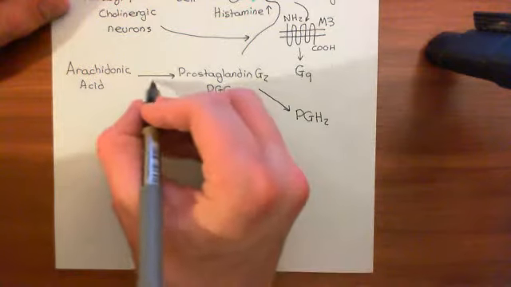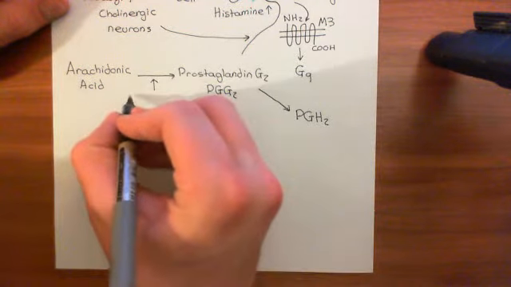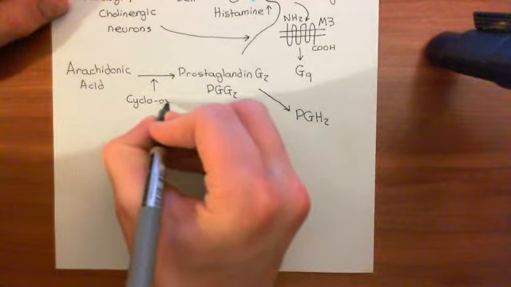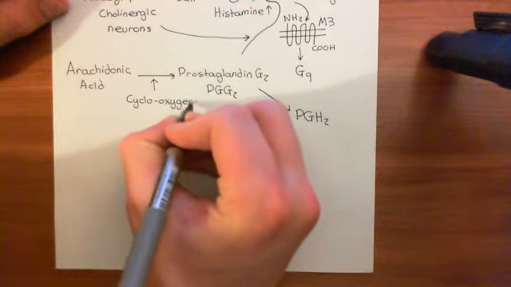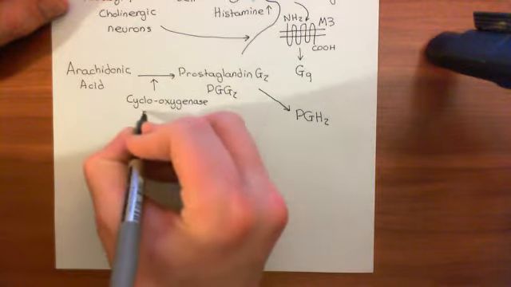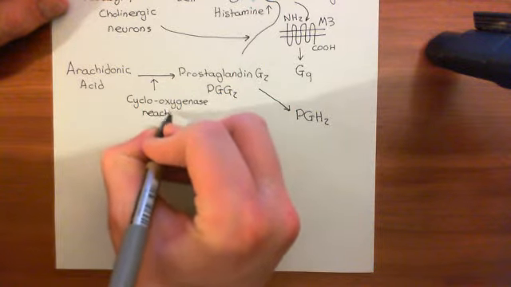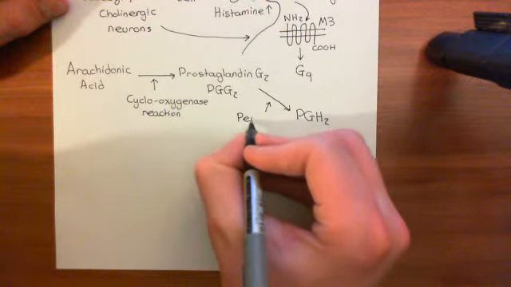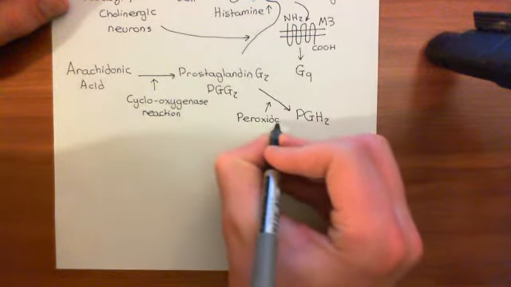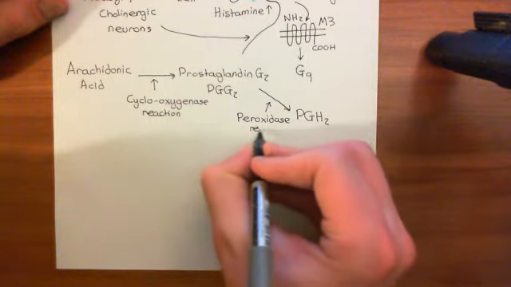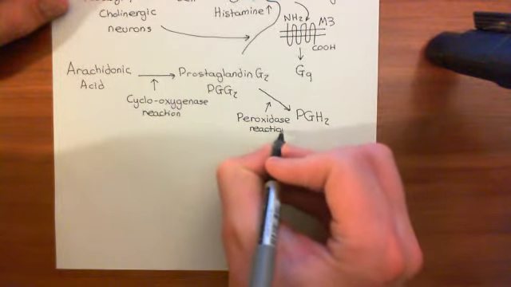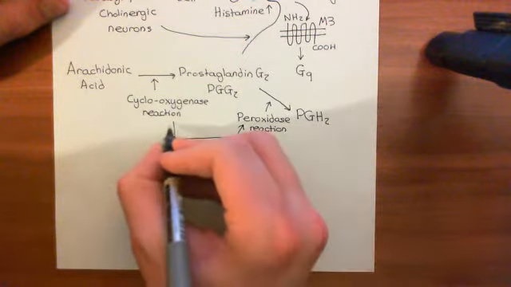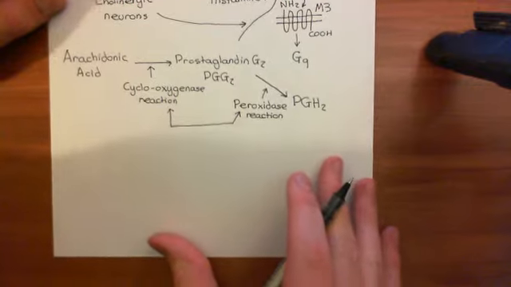Okay, so these two reactions are so important that they even have names. The conversion of arachidonic acid into prostaglandin G2 is called the cyclooxygenase reaction. Okay, and then the conversion of prostaglandin G2 into prostaglandin H2 is then called the peroxidase reaction. Now, both the cyclooxygenase reaction and then the peroxidase reaction are catalyzed by the cyclooxygenase enzymes, of which there are two main forms, and potentially there's a third form as well.